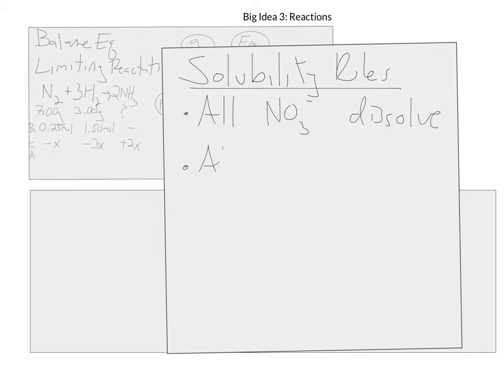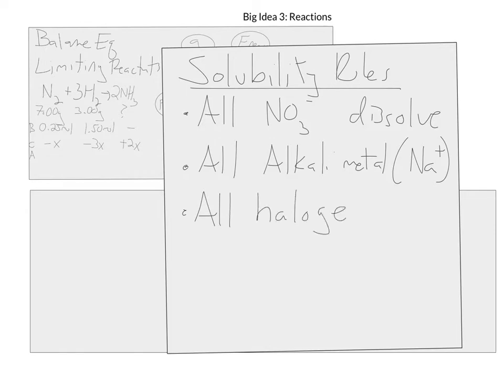All alkali metals, that's column 1, will dissolve. So anything with sodium in it, potassium, lithium, rubidium, cesium, those things will always be soluble. We say all halogens will dissolve. Anything with chlorine, bromine, iodine, fluorine.